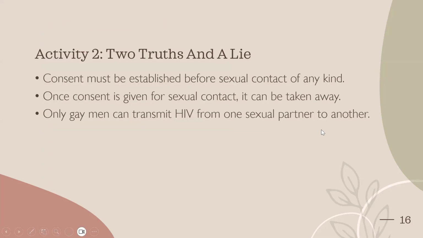All right. So, activity 2. This is called Two Truths and a Lie. I want you guys to just take a look at these. There are 2 truths and 1 lie, and I'll give it about 2 minutes and then we'll see what everybody says. Can you read all 3 out loud, please? Sure. Consent must be established before sexual contact of any kind. Once consent is given for sexual contact, it can be taken away. Only gay men can transmit HIV from one sexual partner to another.